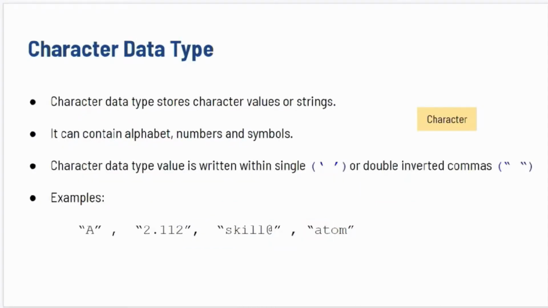First in the list we have is the character data type. It stores the character values or strings that can contain alphabet letters, numbers, and symbols. This data type value is written within a single inverted comma or a double inverted comma. And here are a few examples of the character data type values: the letter A, value 2.112 in double quotation marks, skill at the rate, and atom.